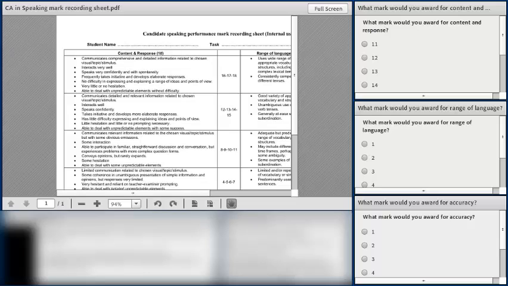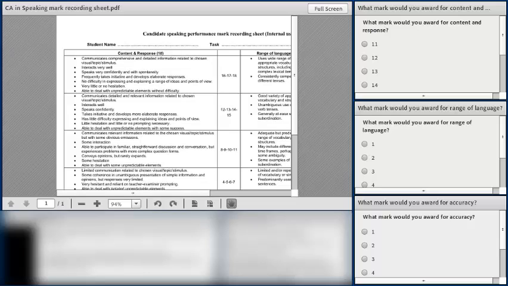Now, how long should it be? Well, you have to think about these criteria. Again, the presentation will allow the candidate to give detailed, relevant information. It will allow them to express opinions, ideas, points of view, but it won't allow them to interact. It won't allow them to speak spontaneously, and it won't allow them to deal with unpredictable elements.